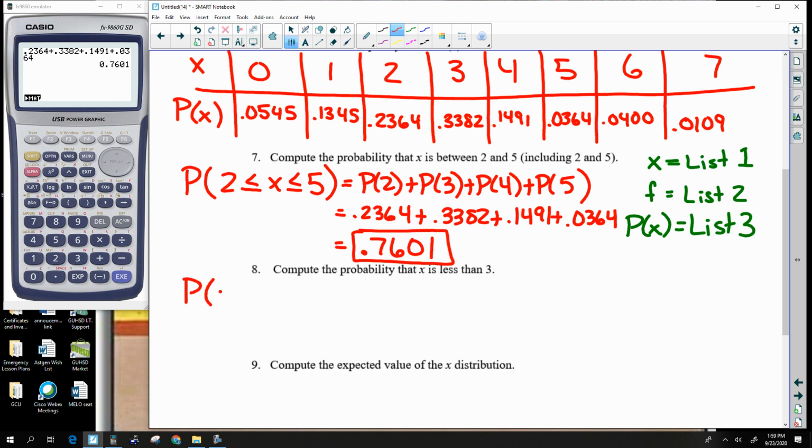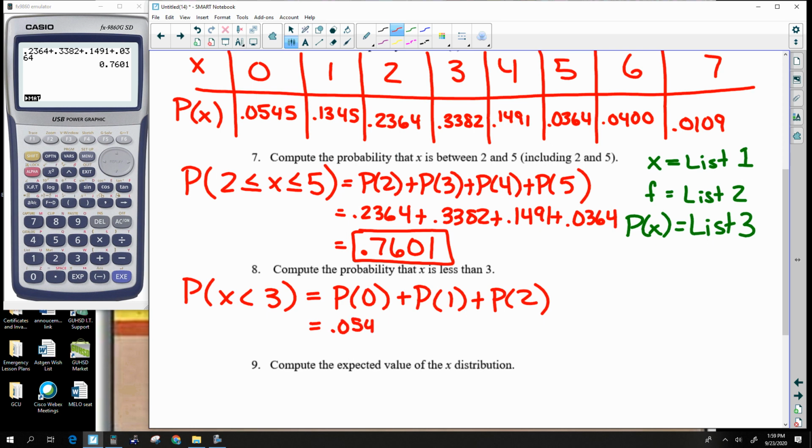Next is the probability that x is less than 3. Again, that does not include 3. So that is anything that is less than 3, which would be 0, 1, and 2 out of this list. So the individual probabilities would be 0 5 4 5, 1 3 4 5, and 2 3 6 4.